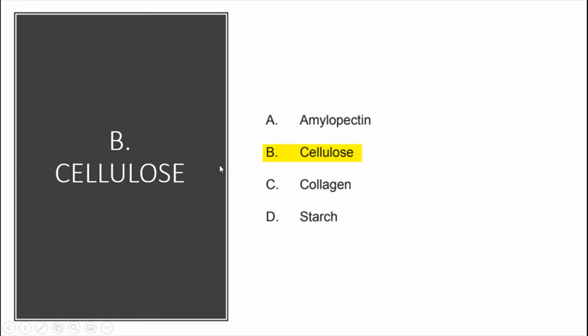We've heard of amylopectin and starch. Amylopectin is a type of starch, the other type of starch being amylose, and we know that starch is a form of energy storage in plants. So while cellulose is used for structure in plants, starch, namely amylose and amylopectin, are used for energy in plants.